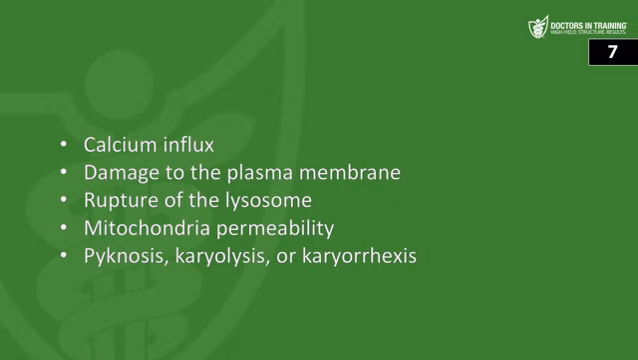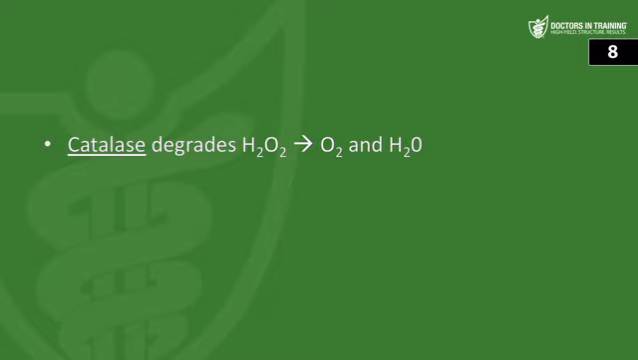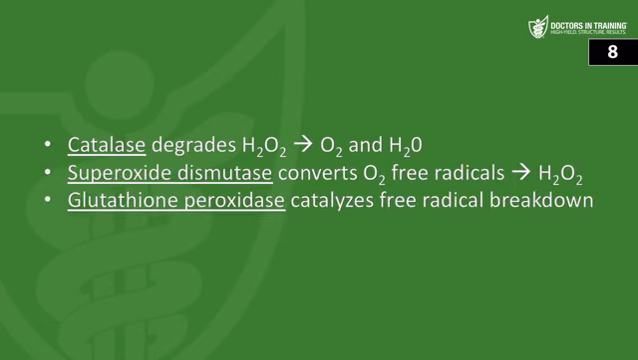Next, what cellular enzymes are responsible for handling oxygen-free radicals? So we went over this a couple times. Remember, it's peroxisomes that contain things like catalase, which is an enzyme that degrades hydrogen peroxide to O2 and water. Remember that superoxide dismutase, that's going to be a similar thing. It's going to convert oxygen-free radicals to hydrogen peroxide. And then glutathione peroxidase catalyzes free radical breakdown as well.